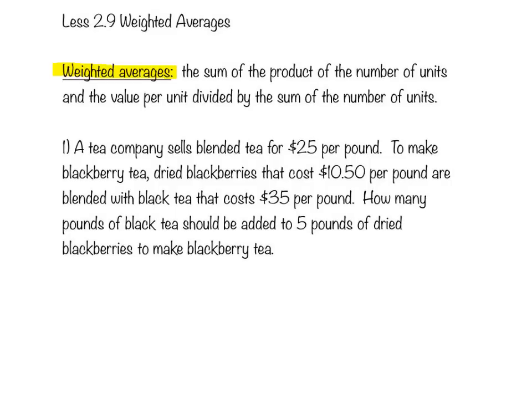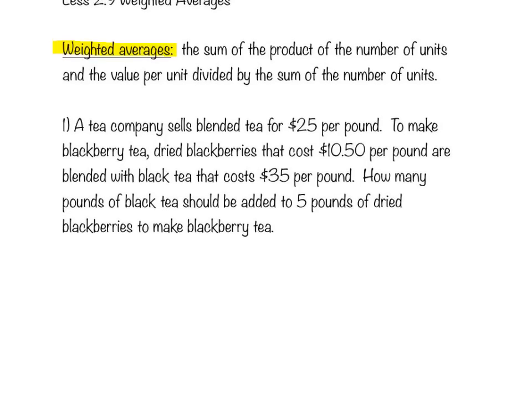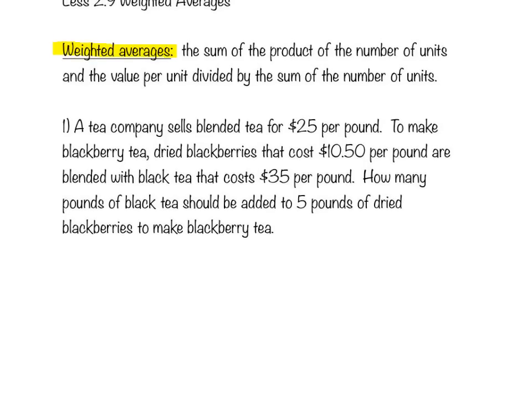So weighted averages are used for different types of problems. One type of problem that uses weighted averages is a mixture problem, when you have a mix of things that become one thing. Number one is a mixture problem. Let me read this for you. You don't have to copy down the problem, but we are going to work it out together, so you are going to work it out in your notes.